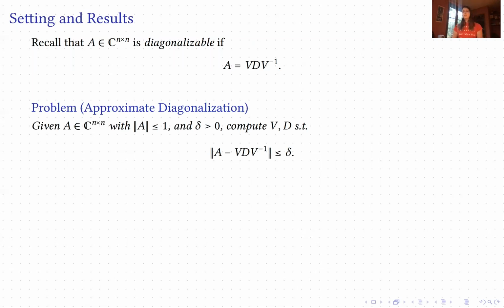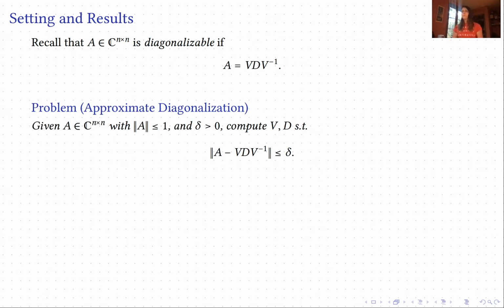Now, along with this definition comes a computational task that I'll set up in the following way. Given a complex n by n matrix A with operator norm at most 1 to keep things normalized, and an error tolerance parameter delta, we want to find V invertible and D diagonal so that A is delta close to VDV inverse in operator norm.